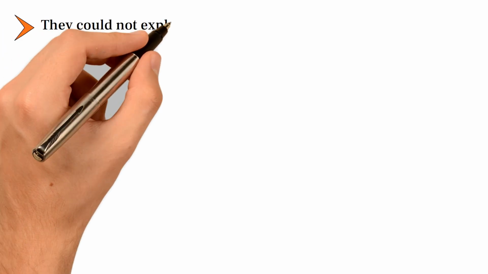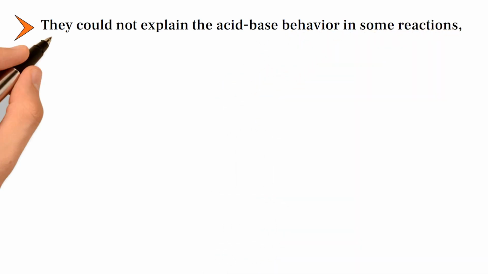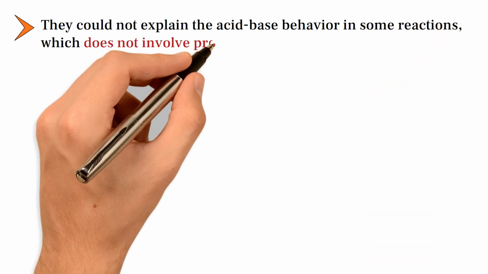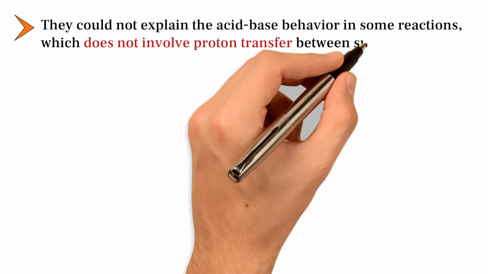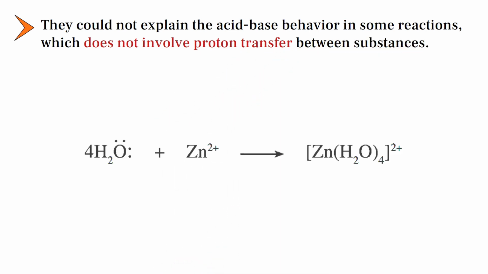The second shortcoming of the Brønsted-Lowry concept is that they could not explain the acid or base behavior in some reactions that do not involve proton transfer between substances. For example, the concept of Brønsted and Lowry could not explain the acidic behavior of zinc ions in water. As we can see, the zinc ions do not contain a proton.